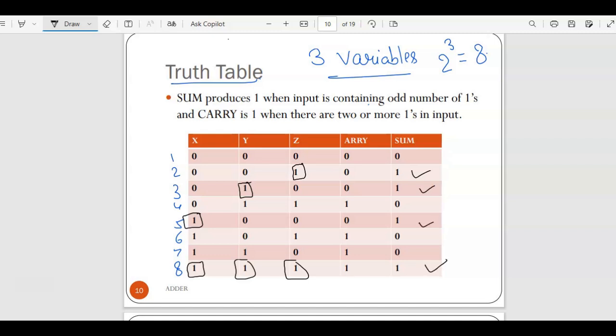And then carry is 1 when there are 2 or more 1 inputs. So please check it for carry. For carry, I am taking a green color here. Okay, so let me write it down. Carry is green color, and sum is black color. So now you go for the carry part. What they are saying is, if 2 or more than 2 inputs are 1, please check it here. You have 2 inputs, it will give you carry 1. And if it is more than 2 also, it will give you 1. So here also 2, so it is 1. And here also it is 2, so it is 1. And here you have 3, so this will also give you 1. So in this way you can draw it properly.